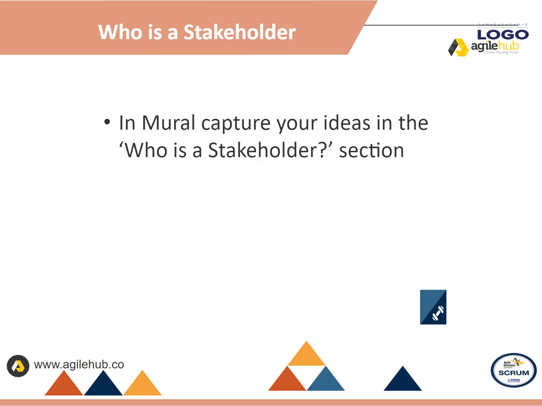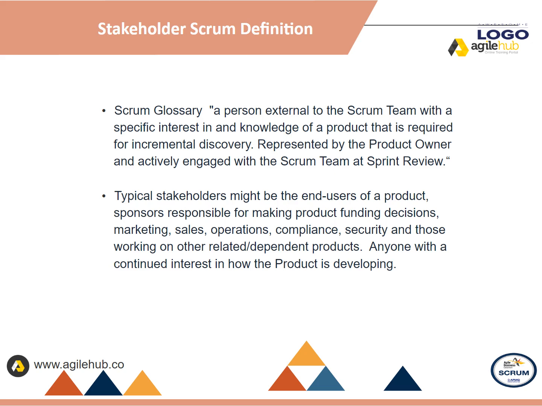Who is a stakeholder? Use Mural to capture your ideas in the Who is a Stakeholder section. Stakeholder Scrum definition, from the Scrum Glossary: a person external to the Scrum team with a specific interest in and knowledge of a product that is required for incremental discovery, represented by the product owner and actively engaged with the Scrum team at sprint review. Typical stakeholders might be the end users of a product, sponsors responsible for making product funding decisions, marketing, sales, operations, compliance, security, and those working on other related or dependent products. Anyone with a continued interest in how the product is developing.